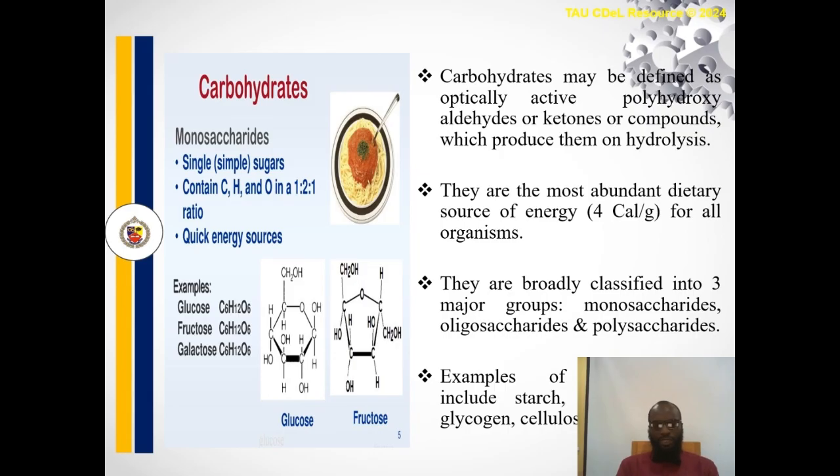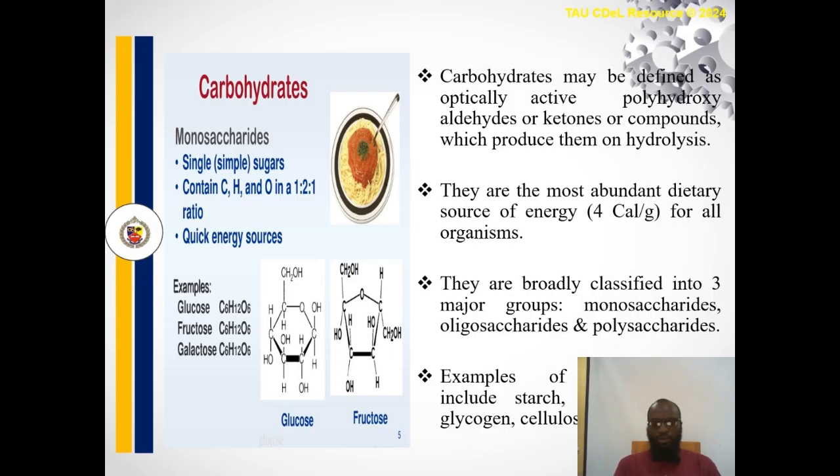Now let's briefly look at carbohydrates. What are carbohydrates? Carbohydrates may be defined as optically active polyhydroxyaldehydes or ketones or compounds which produce them on hydrolysis. Aldehyde is a functional group, ketone is another functional group. So carbohydrates can either have the aldehyde functional group or the ketone functional group, and they are the most abundant dietary source of energy. We get about 4 calories of energy from a single gram of carbohydrates.